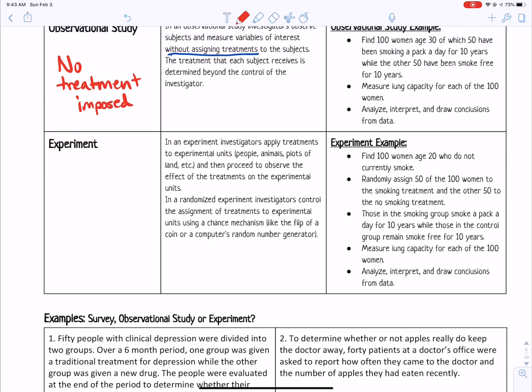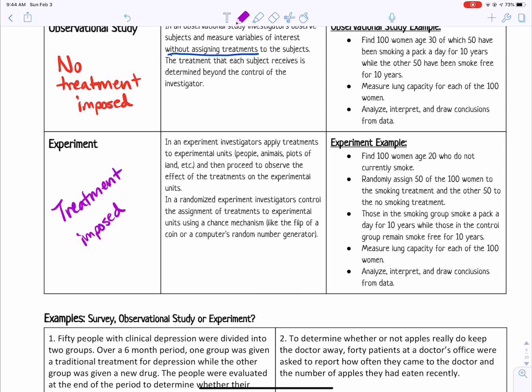For an experiment, the difference here is a treatment is imposed. So treatment applied or imposed on the subjects. In an experiment, investigators apply treatments to experimental units, which are people, animals, plots of land, etc., and then proceed to observe the effect of the treatments on the experimental units. So, in a randomized experiment, investigators control the assignment of treatments to experimental units using a chance mechanism like the flip of a coin or a computer's random number generator.